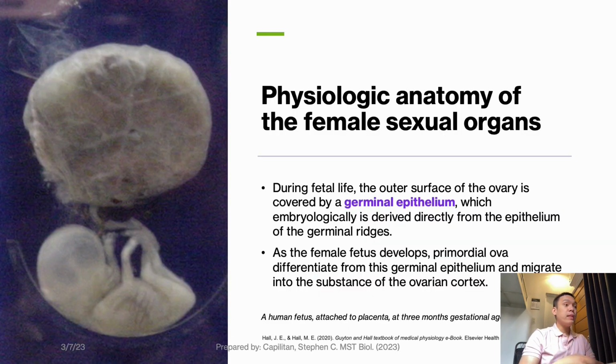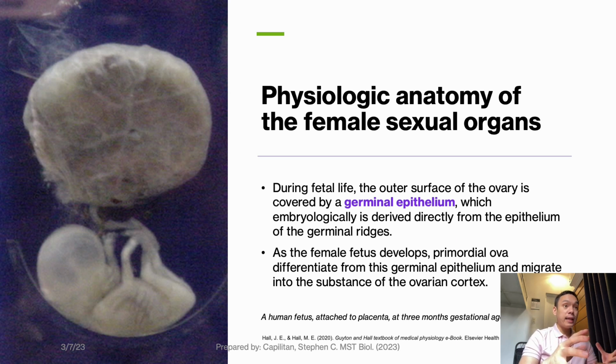During fetal life, the outer surface of the ovary is covered with a germinal epithelium, which embryologically is derived from the epithelium of the germinal ridges. So when your female fetus develops, the primordial ova will differentiate from the germinal epithelium and migrate into the substance of your ovarian cortex. You can see in the photo on your left a human fetus attached to the placenta at 3 months of gestational age.